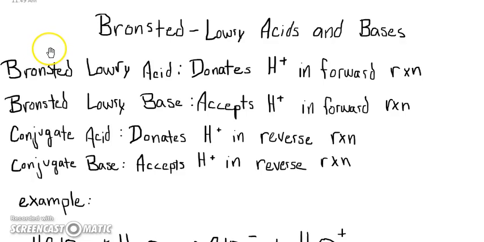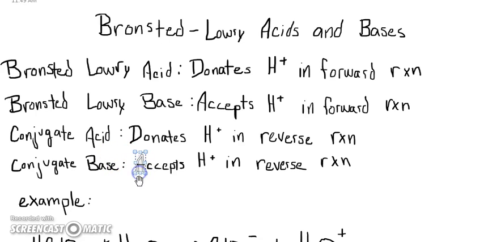So we're talking about Bronsted-Lowry acids and bases. A Bronsted-Lowry acid donates the H+ in the forward reaction, and a Bronsted-Lowry base accepts the H+ in the forward reaction. If we look at the reaction in reverse, we can find the conjugate acids and the conjugate bases. A conjugate acid donates an H+ in the reverse reaction, and a conjugate base accepts the H+ in the reverse reaction.